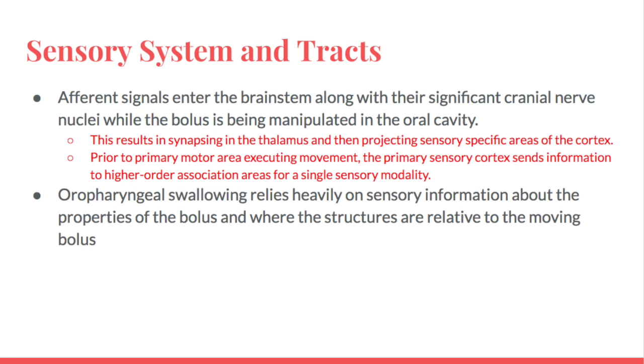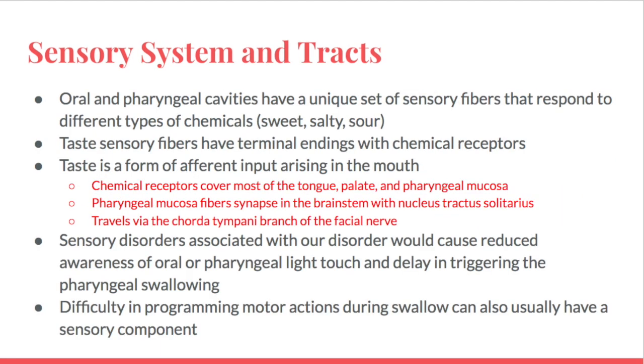Oropharyngeal swallowing relies heavily on sensory information about the properties of the bolus and where the structures are relative to the moving bolus. Oral and pharyngeal cavities have a unique set of sensory fibers that respond to different types of chemicals, such as sweet, salty, and sour. Taste sensory fibers have terminal endings with chemical receptors. Taste is a form of afferent input arising in the mouth. Chemical receptors cover most of the tongue, palate, and pharyngeal mucosa.